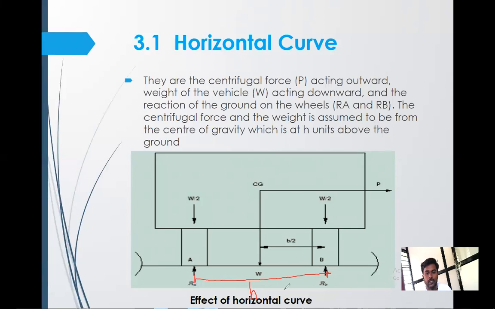It is taken as wheelbase small b, and the height of the CG from the road surface is taken as small h. These two terms are very important. That is wheelbase small b and height small h, the height of CG from the road surface. These are the important terms that we require to develop the formulae. Now we will see.